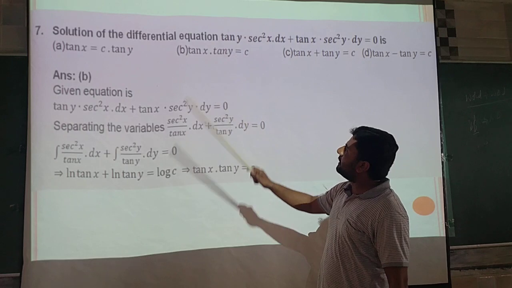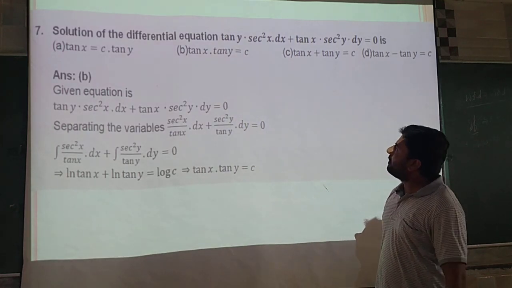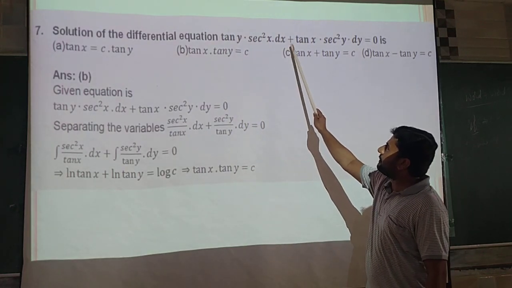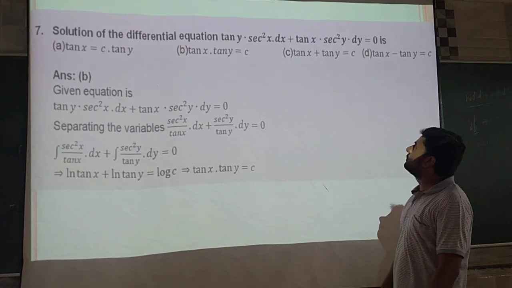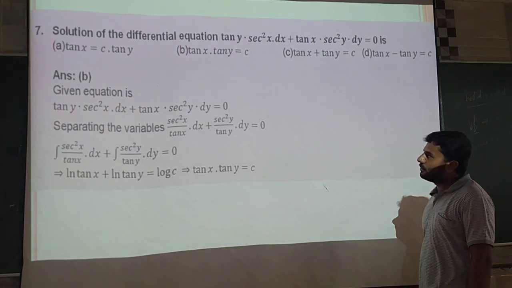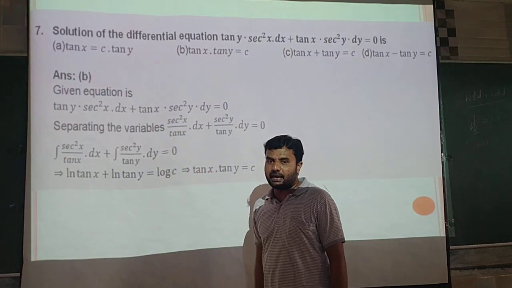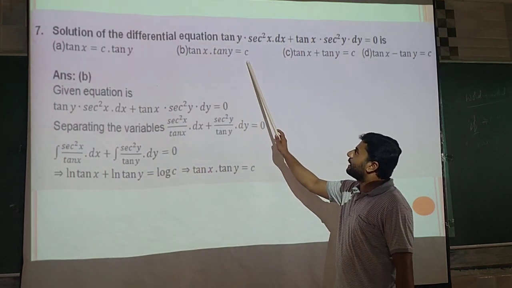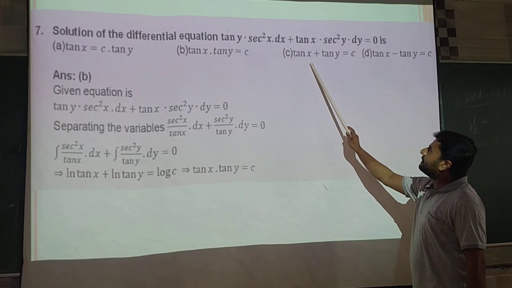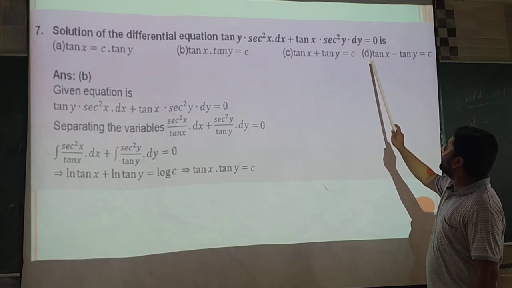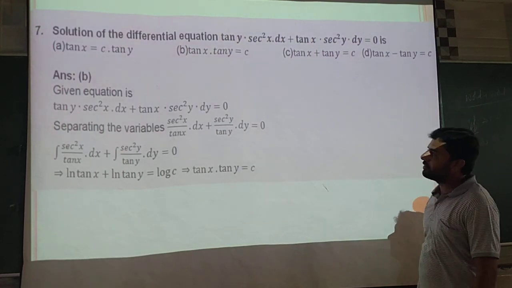The solution of the differential equation tan y sec²x dx + tan x sec²y dy = 0 is: Option A, tan x = c tan y. Option B, tan x tan y = c. Option C, tan x + tan y = c. Option D, tan x − tan y = c.